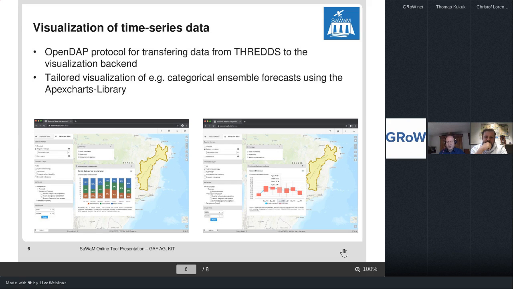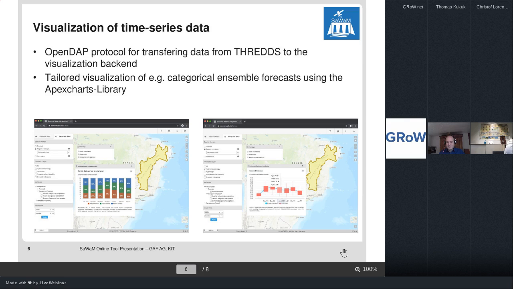For example, for the categorical forecasts on the left, or for the continuous or area averages on the right-hand side here. This is based on the Apex charts library. This gives us more freedom to develop well understandable graphs in the tool. To understand the system, we had initially the idea to provide this information in a special manner in a spatial layer, but we found this much too complicated, especially for the water managers, which the system is aiming at.